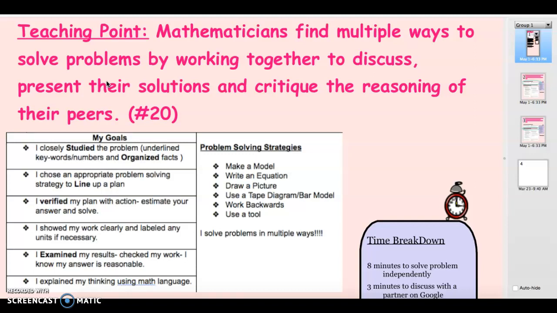When we're doing POST method, we want to keep solve in mind at all times. In order to do this, we want to have the goal of studying the problem, organizing the facts. We want to line up a plan, verify our plan with action, and we want to make certain that we are clearly labeling any units if necessary. You want to examine your work by checking it, maybe by using inverse operation or using reasonable thinking. And lastly, you want to be sure that you are explaining your thinking using mathematical language.